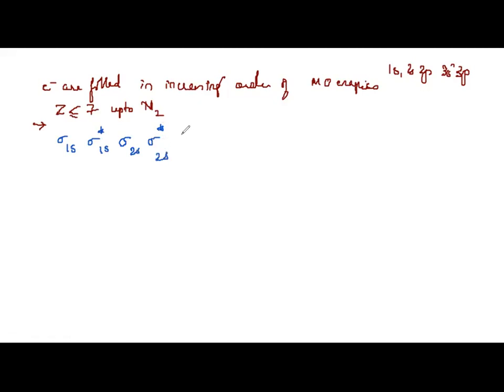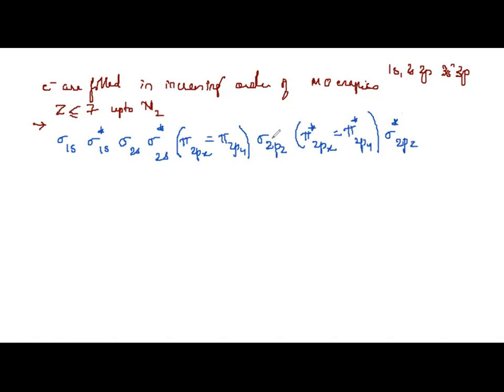Then pi 2px equal to pi 2py. That means these two have the same energies. Then comes sigma 2pz. After that, pi star 2px equal to pi star 2py. Then we have sigma star 2pz, and so on. It continues. Okay, this is for atomic number up to nitrogen, less than or equal to 7.